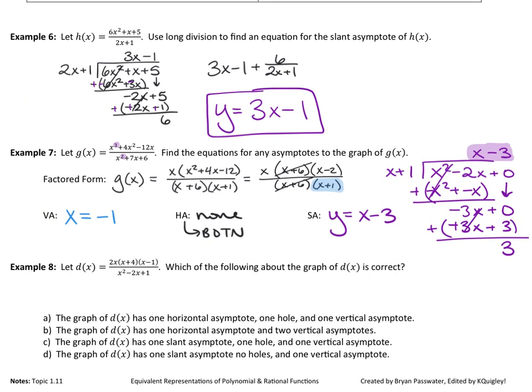So here's all of the asymptotes for this graph. We have one vertical asymptote, no horizontal asymptotes, but we do have a slant asymptote. I could go a step further and ask you for the holes of this graph, which would just be at x equals -6, but it didn't ask for that.